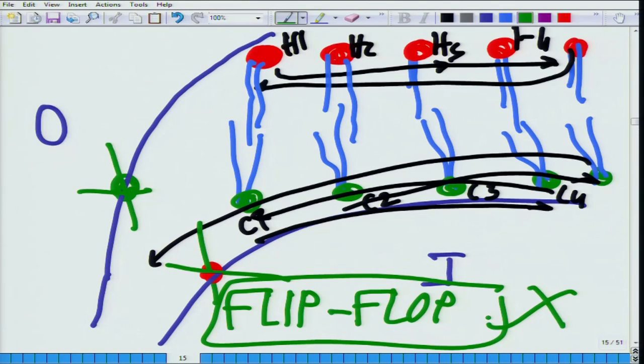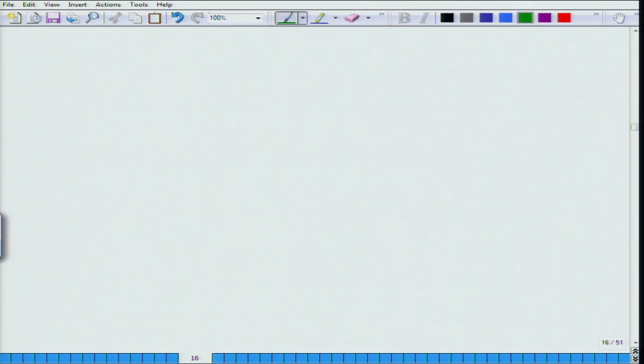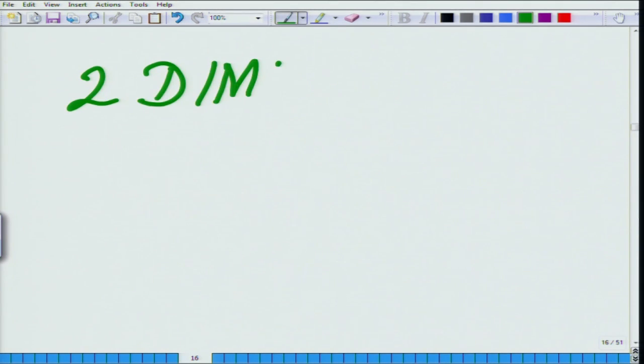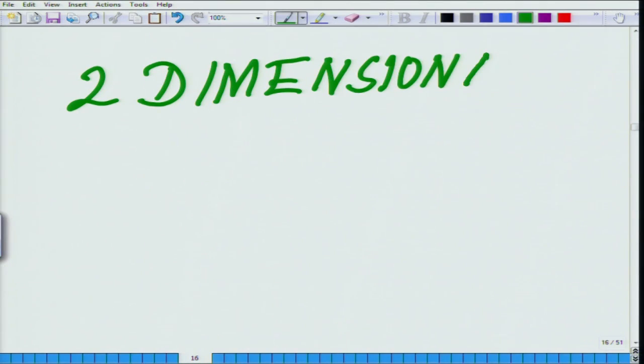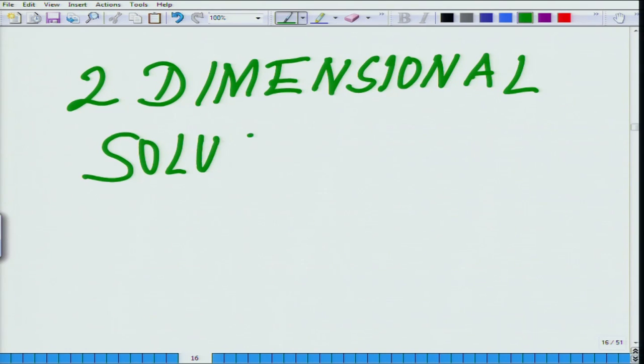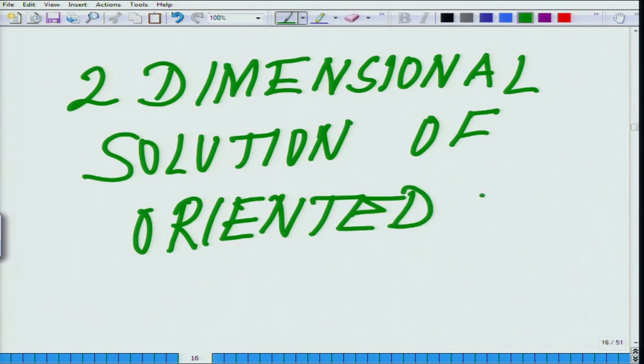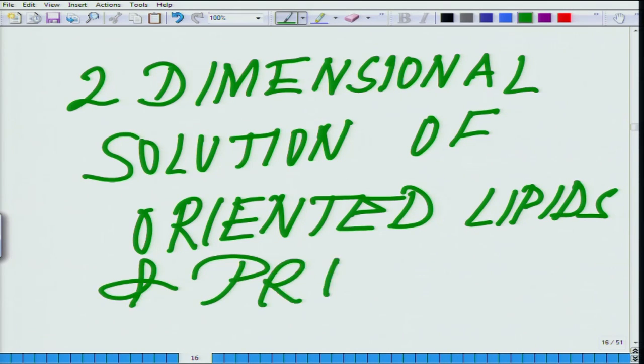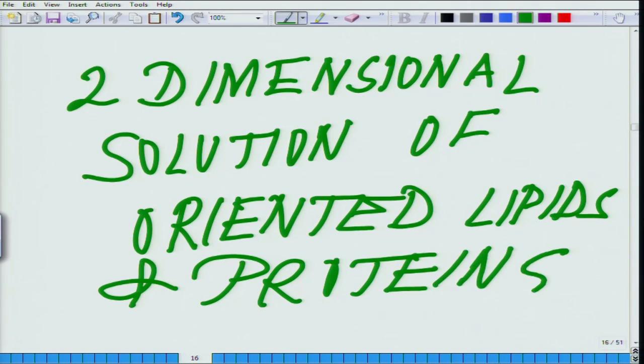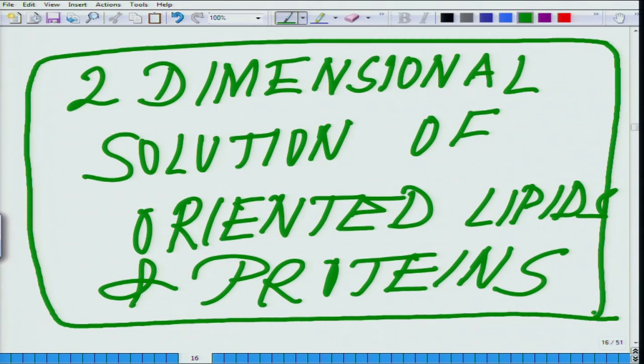And because of this lateral movement, a membrane is sometimes also called a two-dimensional solution of oriented lipids and proteins, because they can only move laterally in two dimensions. So this is a very, very interesting feature of the membranes.